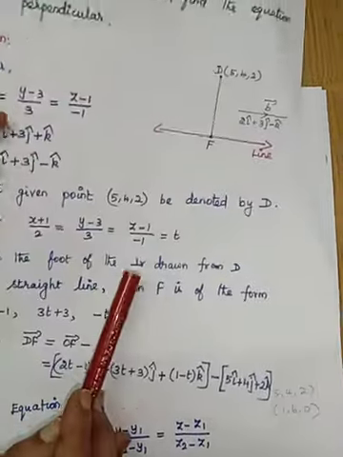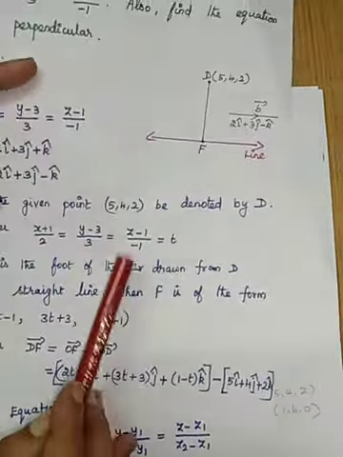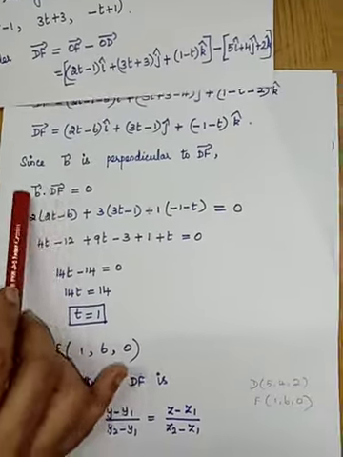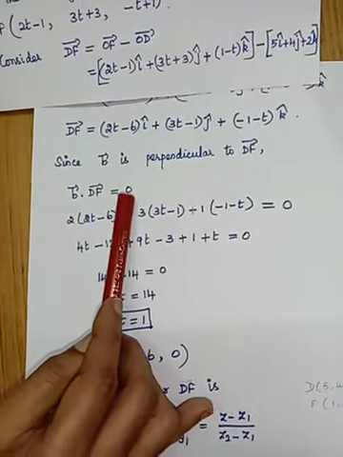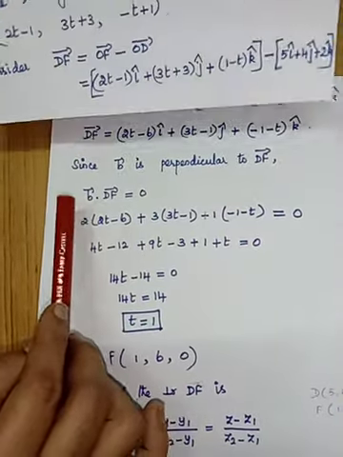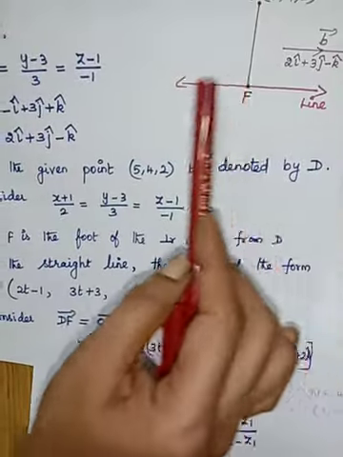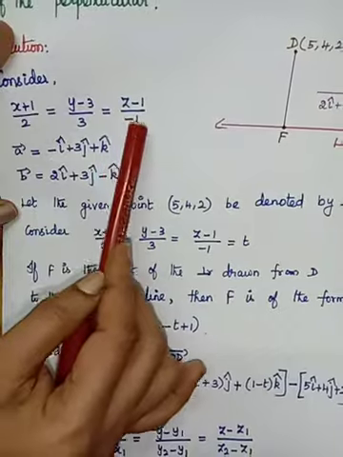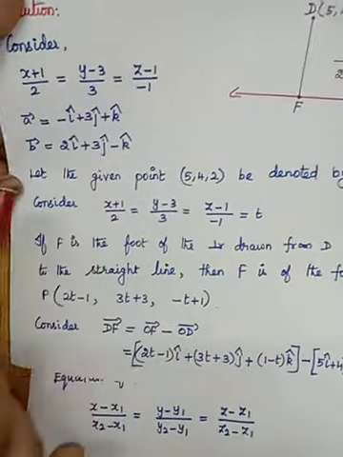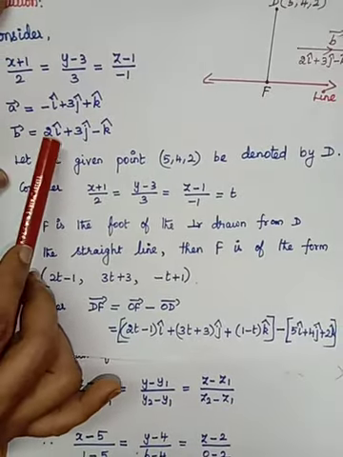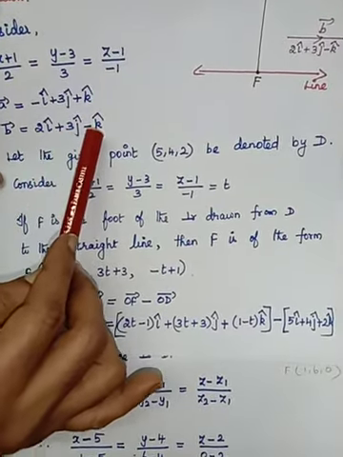What's the need to find the DF vector? We are going to use the result: your DF vector and B vector are perpendicular, so we have to use the dot product between them, and it is equal to 0 because they are perpendicular. Look at your B vector. B vector is a parallel vector to the line. So go to the line; the denominators are nothing but the direction ratios of the parallel vector. So here we have B vector equal to 2i cap plus 3j cap minus k cap.